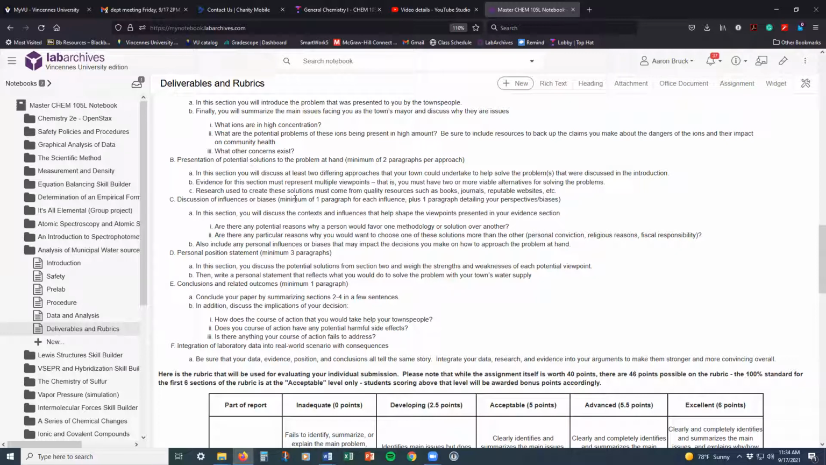After examining the problem and looking at all the solutions from all of the different angles, the 4th section here is your position statement. Here is where you are going to discuss the potential solutions, weigh the strengths and weaknesses, and ultimately make a decision about which solution you are going to utilize for your town. And then the last section is just about summarizing everything and looking at the implications.